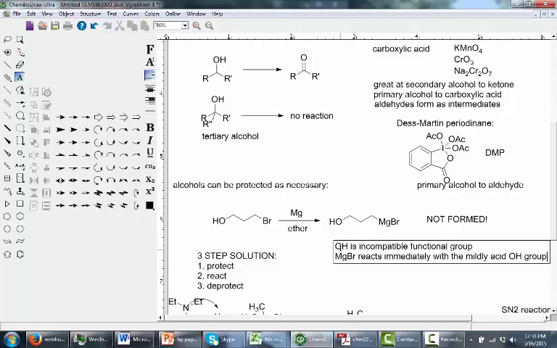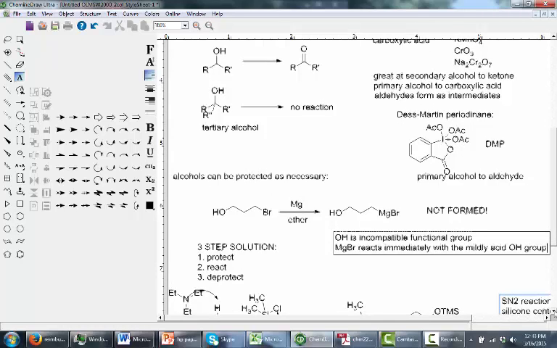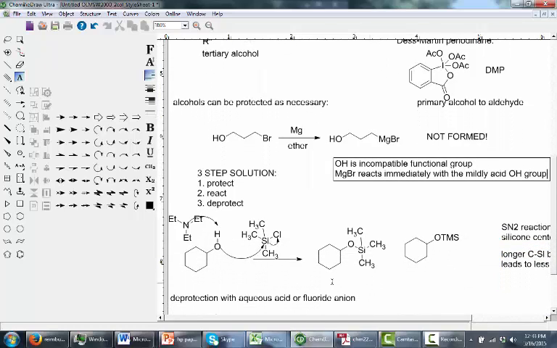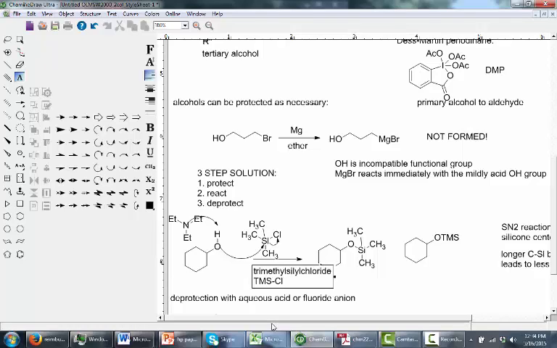There are a number of possible protecting groups for alcohol, so I'm just going to go through one of the most common classes, and that is silicon protecting groups. A silicon protecting group is a silane kind of thing. And this compound over here that I'm showing is TMS, that's trimethylsilyl chloride, or I can abbreviate that as TMS chloride.